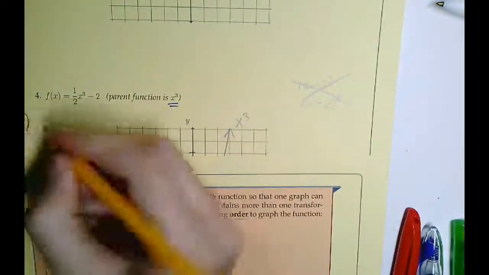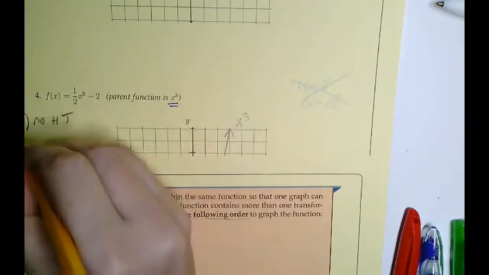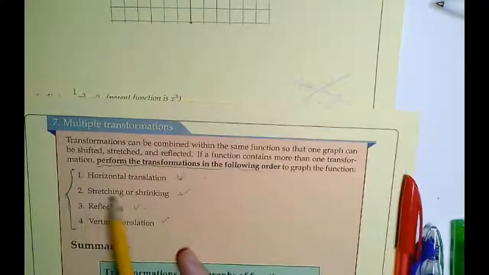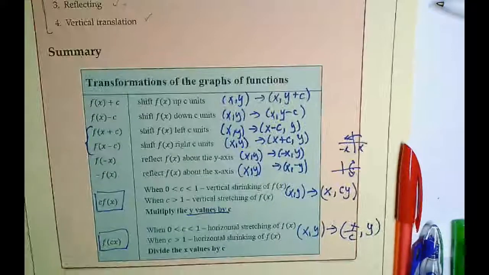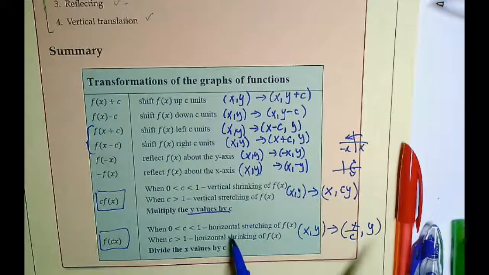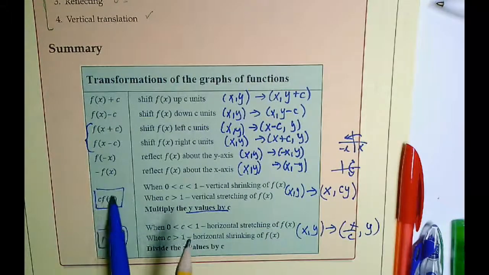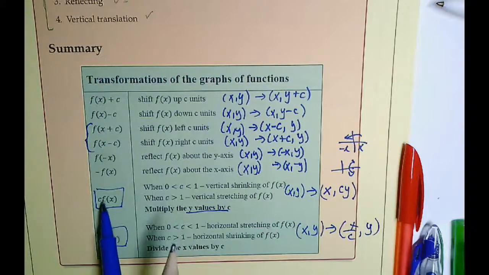So 1, no horizontal translation. 2, do I have any stretching or shrinking? Well, let's look at what gives us stretching or shrinking, vertical or horizontal. We get it when the function is multiplied by c, or the variable is multiplied by c.